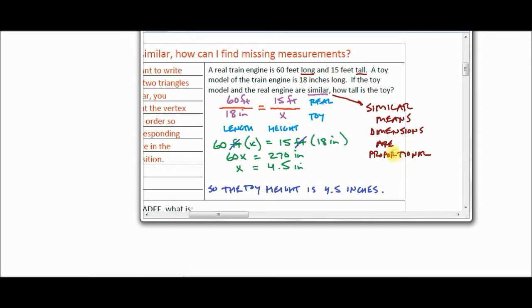So you found from the previous example we could use scale factor. You could have also figured out a scale factor here. If you looked at 60 feet long and 18 inches, you could have found a scale factor and then multiplied 15 by that scale factor and come up with the same answer. I wanted to show you both methods, using scale factor and then also using proportions to solve. That is the end of flap number 3.